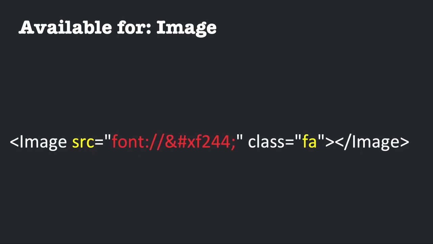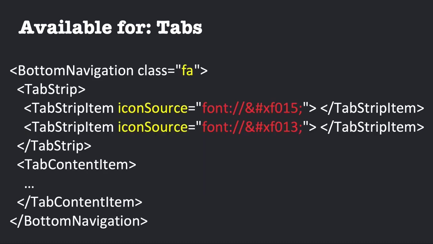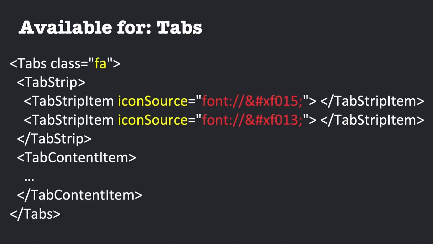And then when you're using bottom navigation or tabs navigation, on the tab strip item, there's a new property called icon source. So on icon source, again, using the same syntax, you can set font:/ and provide the code for the icon. And if you use, for example, a tabs component, again, inside tab strip items, you can set the icon source.